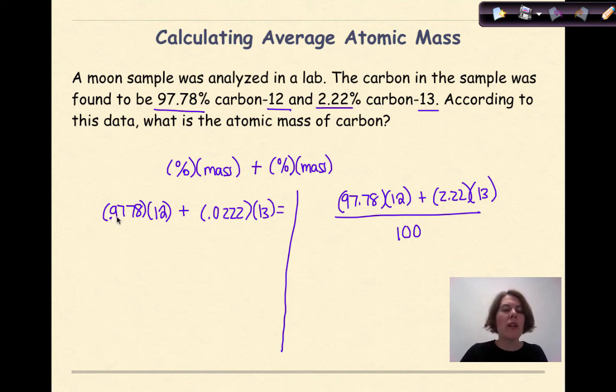So if I do 0.9778 times 12 plus 0.0222 times 13, my average atomic mass for this will be around 12.02 grams. Same thing over here. If I do 97.78 times 12, 2.22 times 13, and divide it all by 100, I will also get roughly 12.02 grams. The average atomic masses are the same, just 2 different approaches that you can take when calculating this number.